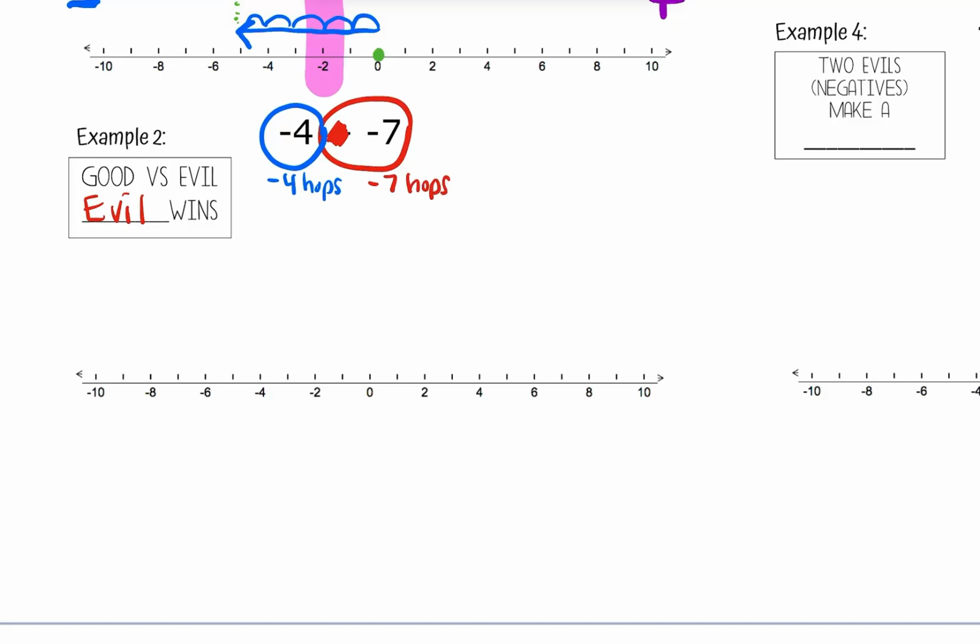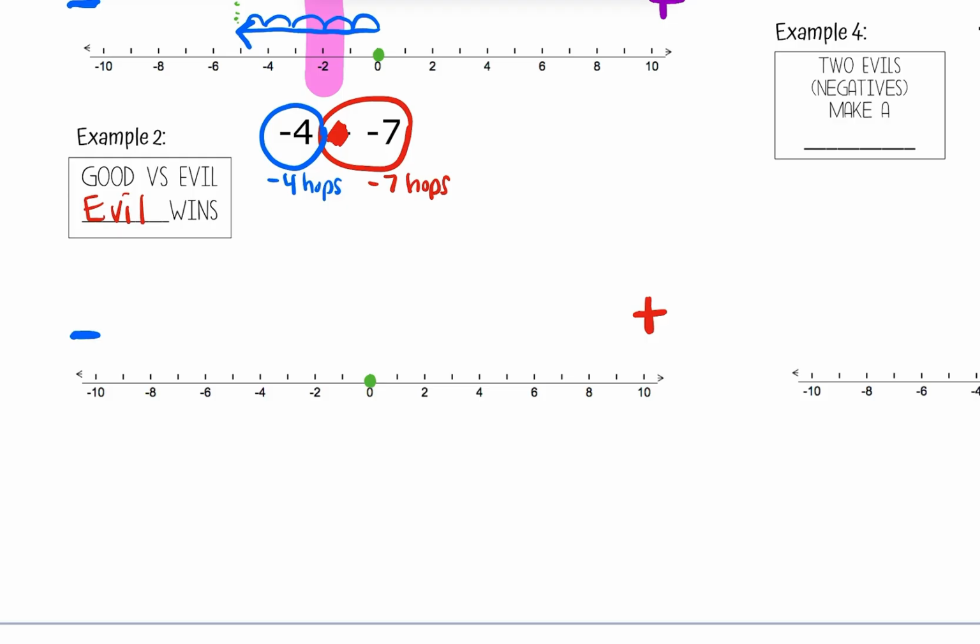-7 hops. Okay? So in order to graph this to find our solution, I'm going to start at my neutral value 0. And remember, order matters. So I'm going to hop 4 in the negative direction. A reminder, this is the negative side of the number line, and this is the positive side of the number line, okay? And so in this case, I have a -4 hops.